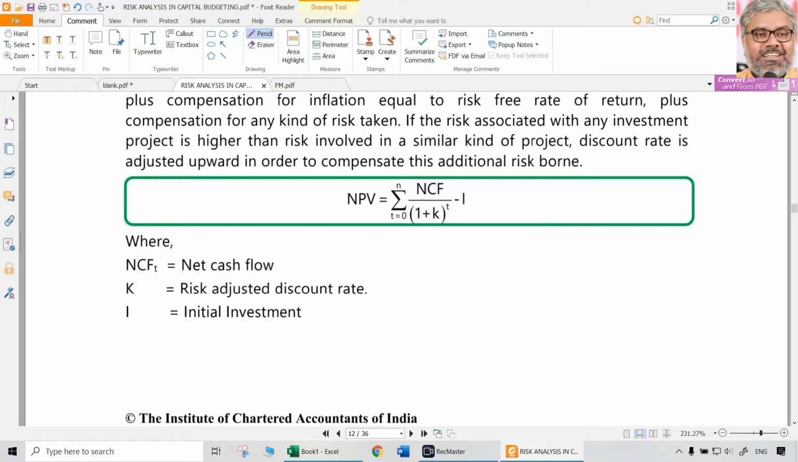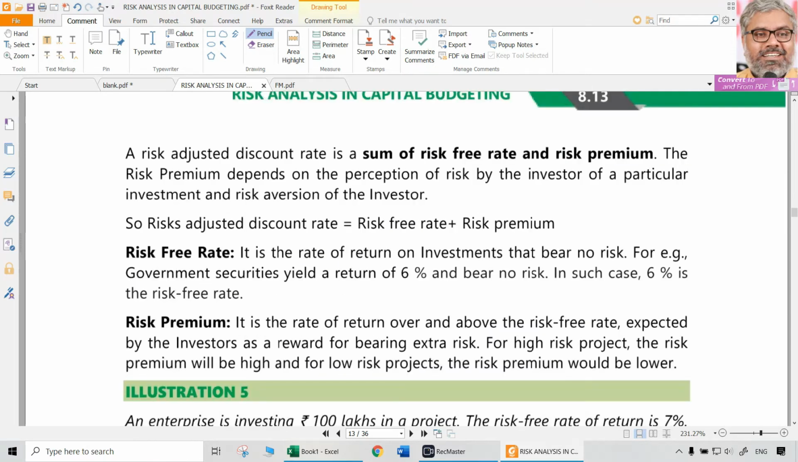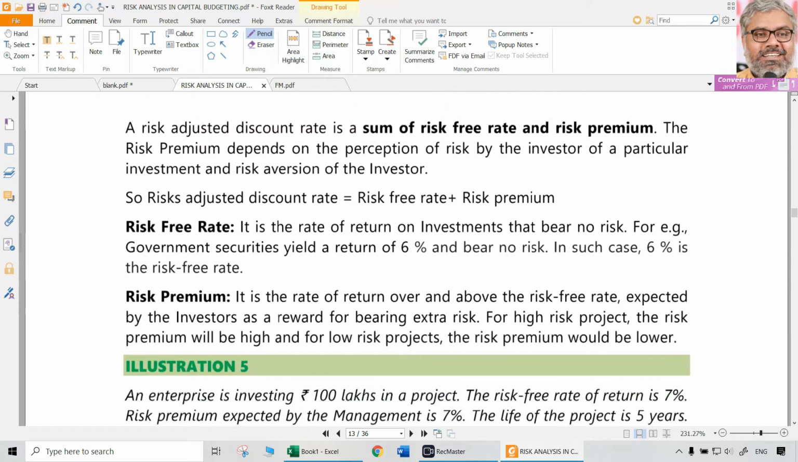And there is nothing new with this formula. NPV formula is that only. Cash flows divided by 1 plus k to the power of t minus initial investment. That is NPV. We know this formula. But what is k here? As we looked at earlier, that is risk adjusted discount rate, not the normal discount rate. Don't think we are going to do some great calculations for the purpose of risk adjustment. Everything will be given in the question. All that we need to do is just use the data and calculate NPV according to the risk adjusted discount rate.